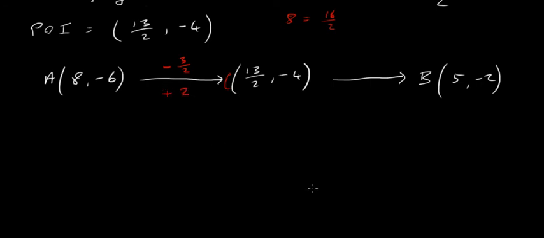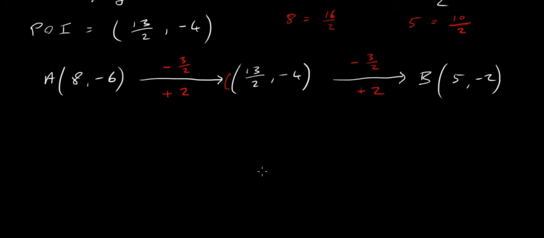Okay, so now we're at C. How do we go from C to B then? Well, we want to go from 13 over 2 to 5. Well, what's 5 as something over 2? Well, 5 would be 10 over 2. Now remember, we're going from 13 over 2 to 10 over 2, or just 5, so we would have to subtract 3 over 2. How do we go from minus 4 to minus 2? The y coordinates. From minus 4 to minus 2, we would have to add 2.